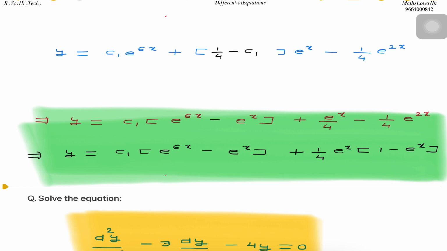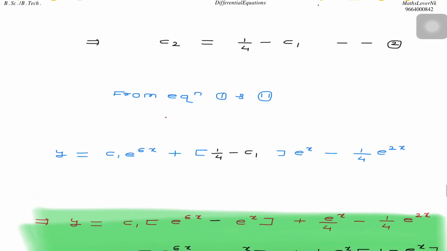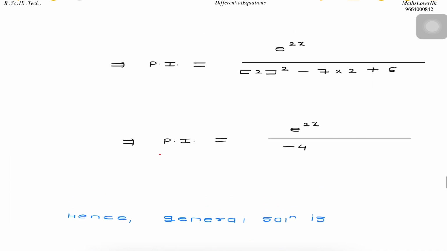It's our final solution. I think you understand how we can solve the given question using the auxiliary equation. Now the lecture is finished.